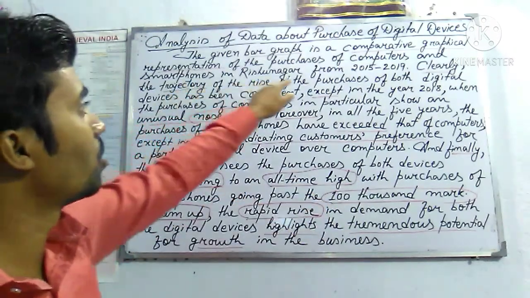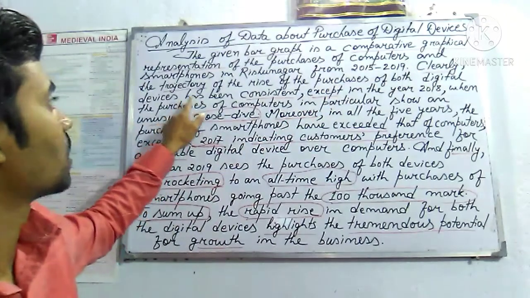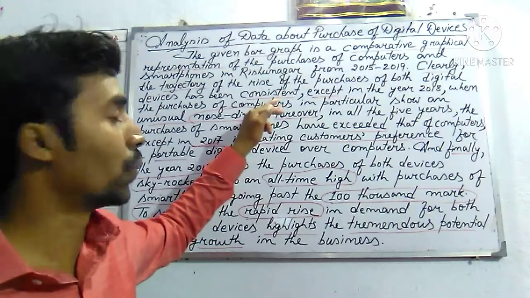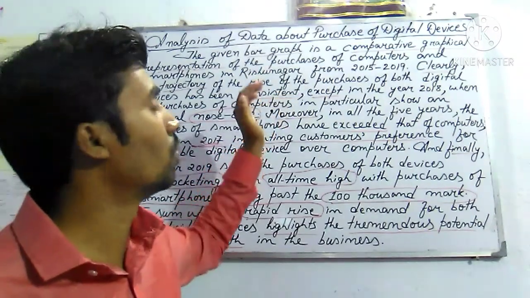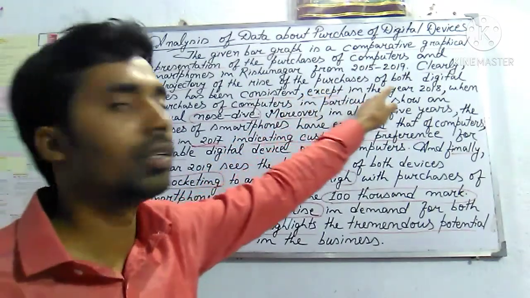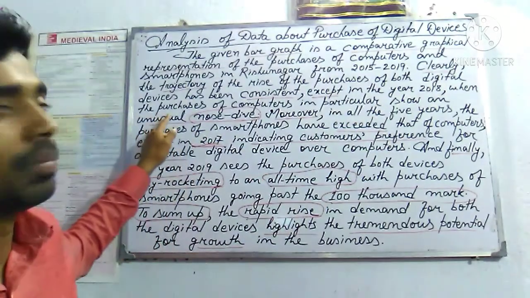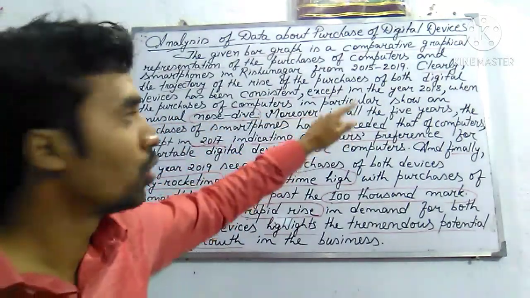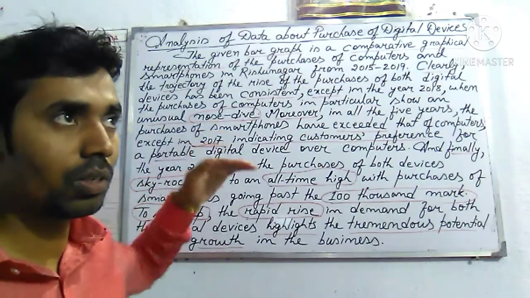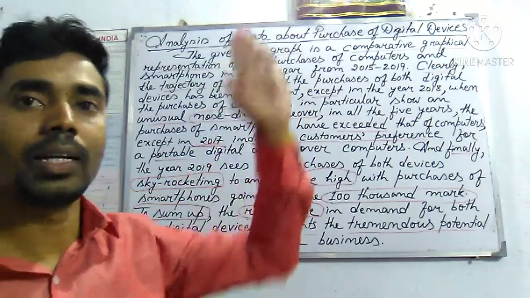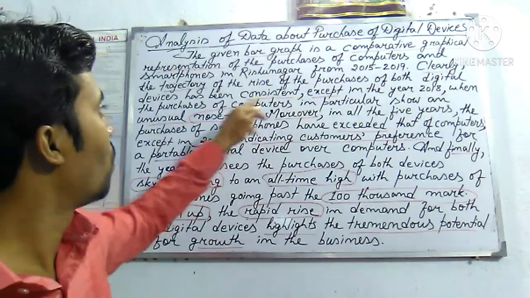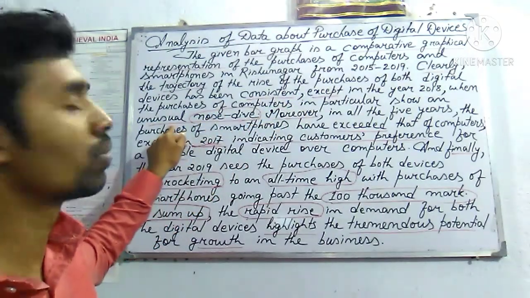So the trajectory of the rise of the purchases of both digital devices has been consistent. It has consistently risen. It has grown. The demand, the purchases, has grown upwards consistently, except 1 year. So we are mentioning that except in the year 2018, when the purchases of computers in particular show an unusual nosedive. So these are technical words. Nosedive means coming crashing down from a great height to a great low. That is nosediving, right? So the purchases of computers in that year show an unusual nosedive.